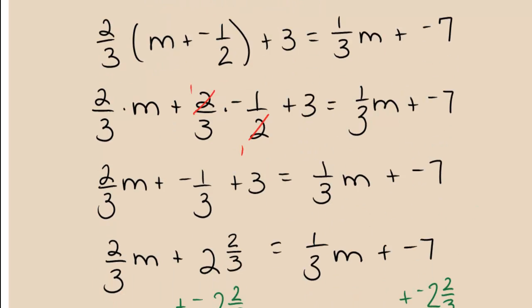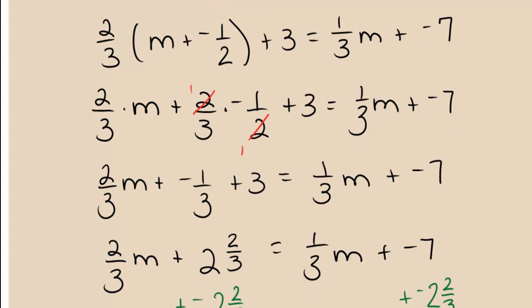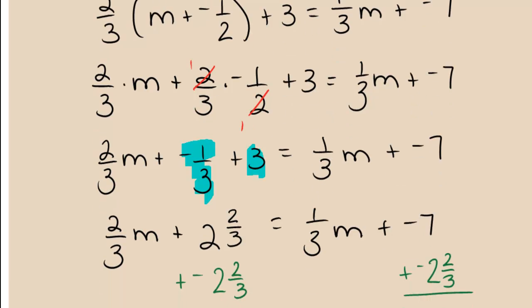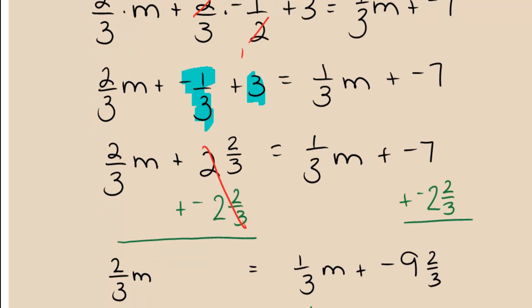In the next step, you simplify by adding your like terms. So you have -1/3 and 3 that you need to add together on the right-hand side. So you end up with 2/3 m plus 2 2/3 equals 1/3 m plus -7. We're going to add the opposite of 2 2/3 to both sides in order to get rid of the 2 2/3. And we're left with 2/3 m equals 1/3 m plus -9 2/3 when you add the -7 and the -2 2/3.